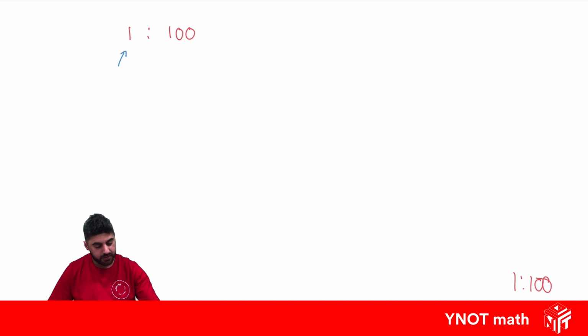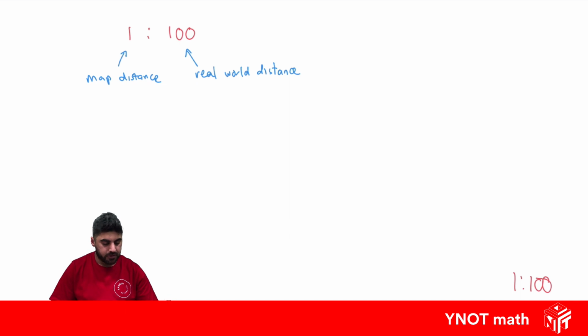the first part represents the map distance. And the second part represents the real world distance. And there's no units on this because it can be any units. So it could be 1 millimeter on the map represents 100 millimeters in real life. 1 centimeter on the map would represent 100 centimeters in real life. 1 meter on the map would represent 100 meters in real life.